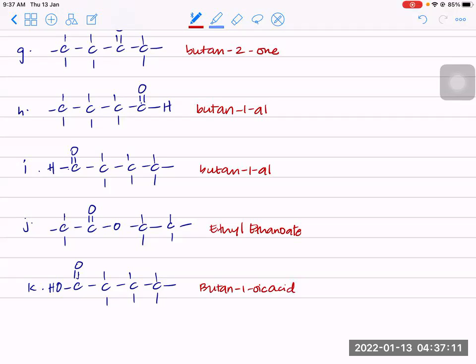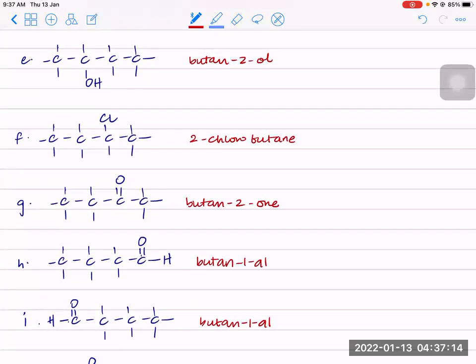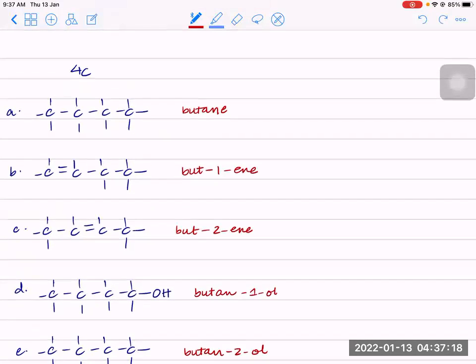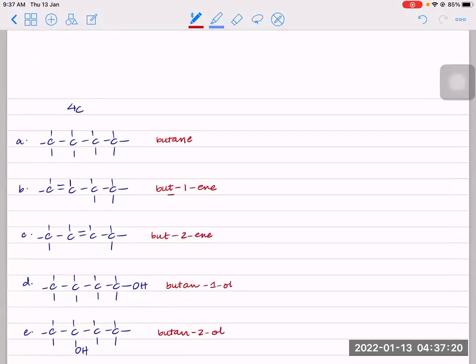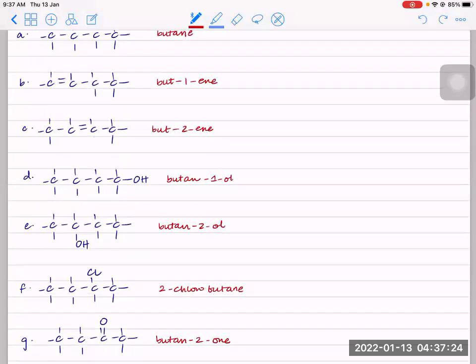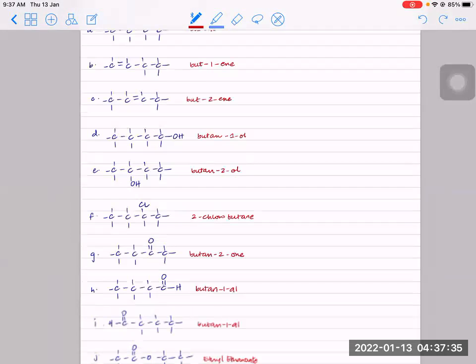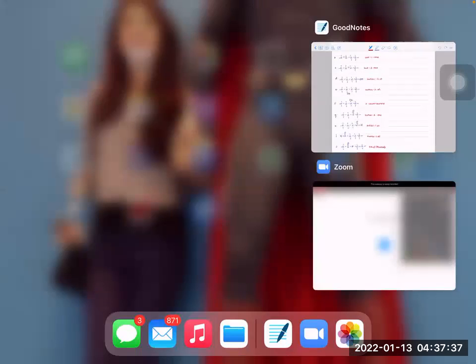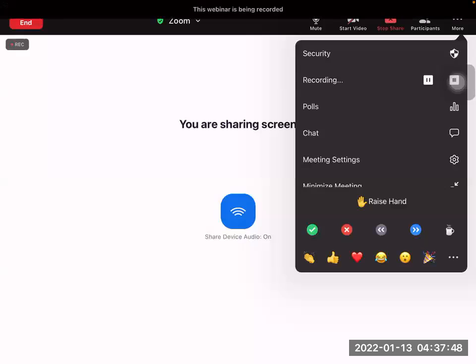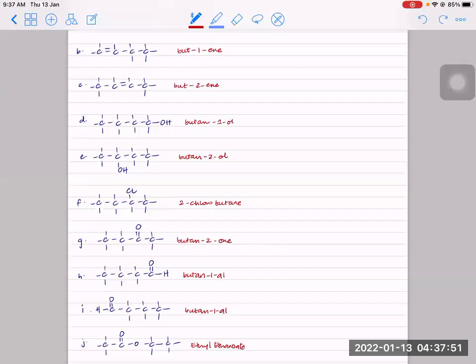Now, if you see the naming, guys, between a letter and a number, you always put a dash. Do you see that? Between two numbers, you always put commas. Now, this was simple naming. I hope this was clear. Does anybody have any problem in any of these? Now we will go over the rules for naming organic compounds.